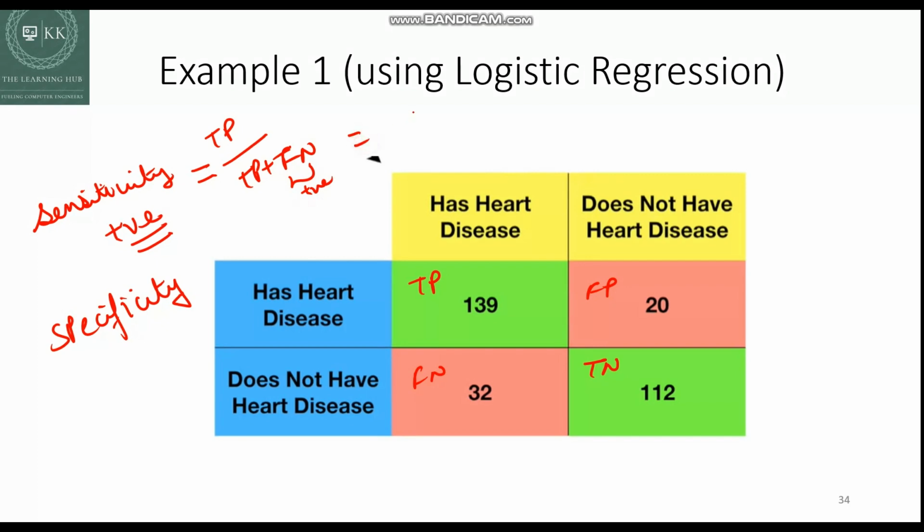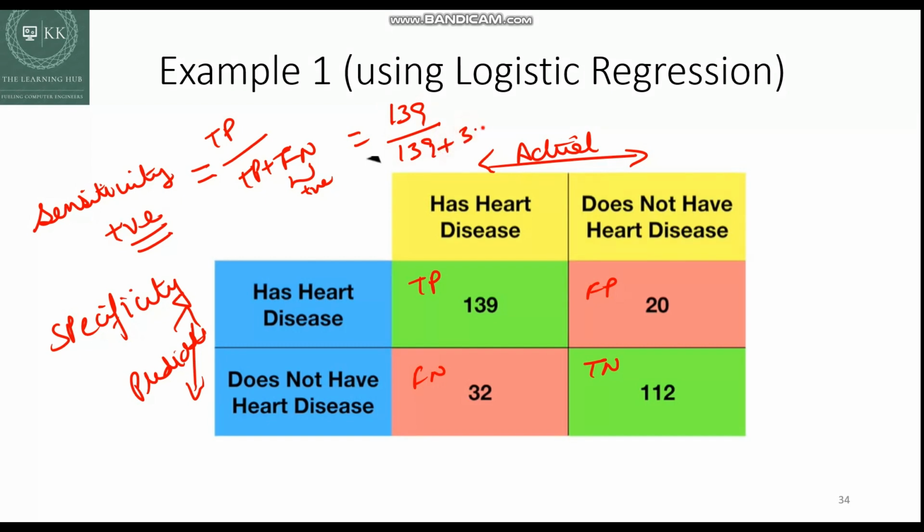In this direction we have actual values, and in this direction we have predicted values. So let's put the values in this formula. It is 139 true positives plus 32 false negatives. So it comes to 0.81, which can be written as 81%.